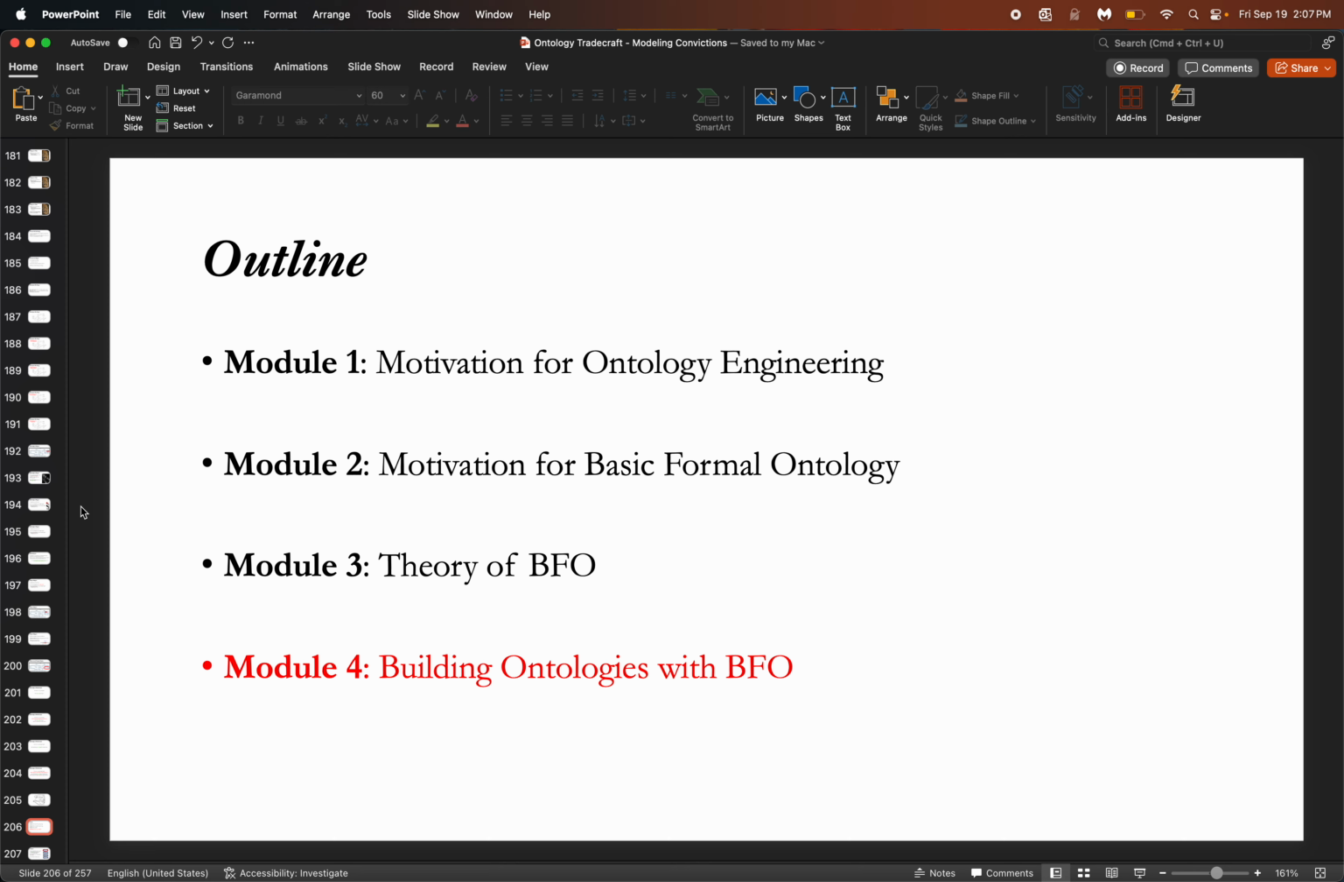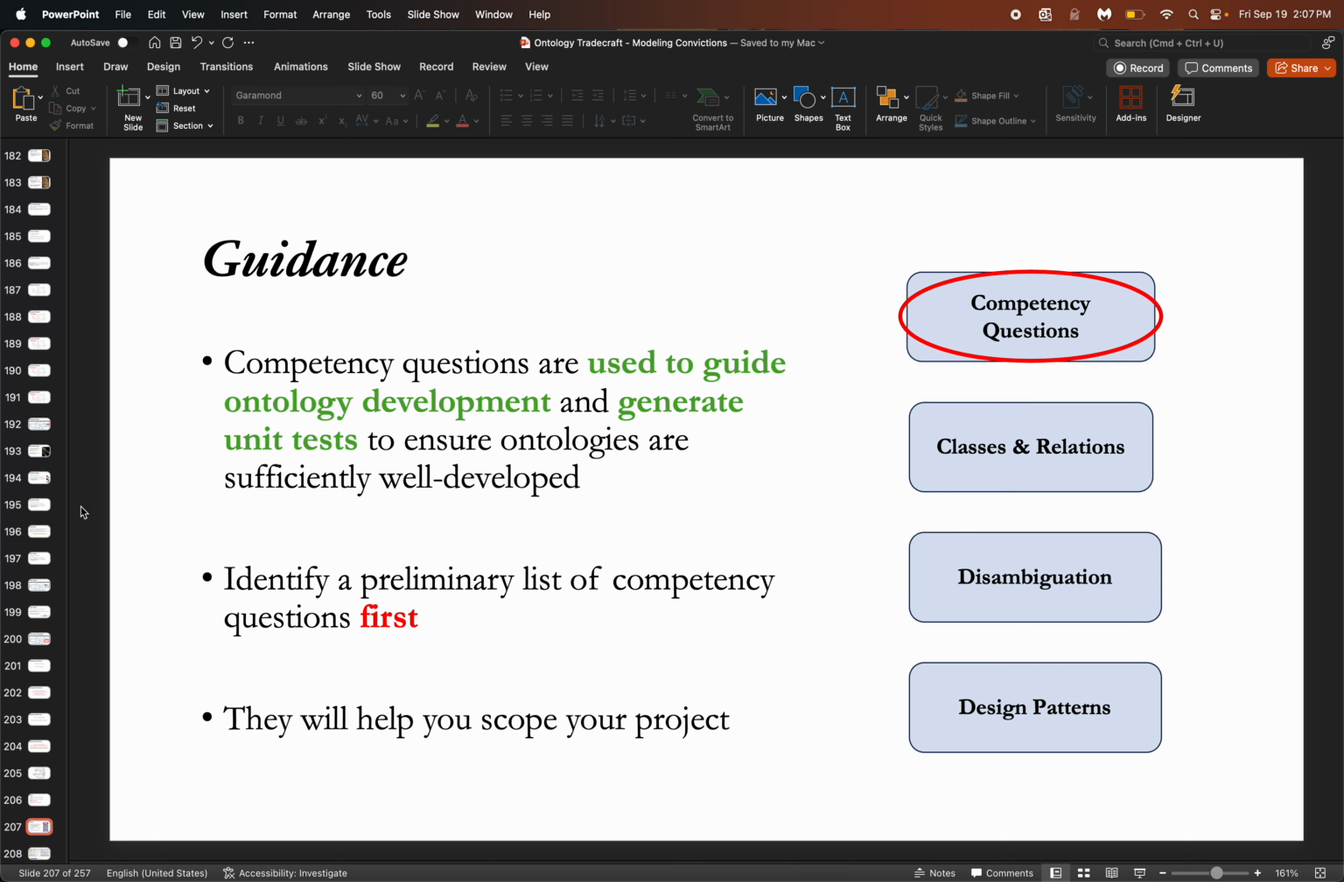Now, that was the theory of BFO. Now I want you to see a bit how to actually do some building with BFO, and this will be the last thing we cover. We do this by starting with competency questions. Competency questions are used to guide ontology development in general. It's not something the BFO community invented. What we do is first identify a list of questions that we want to be able to answer with ontologies. This helps us scope our project.